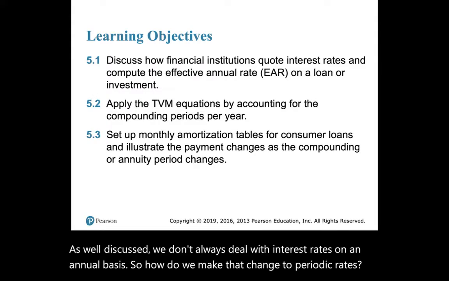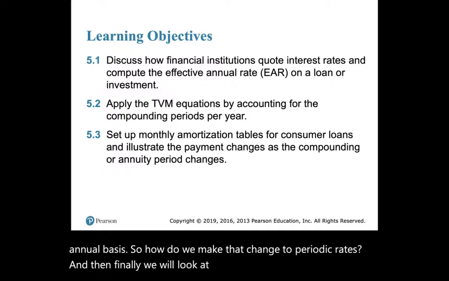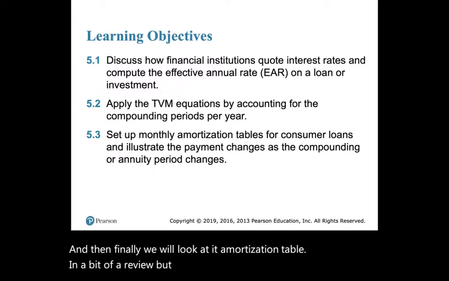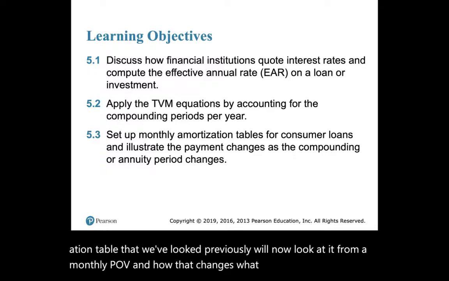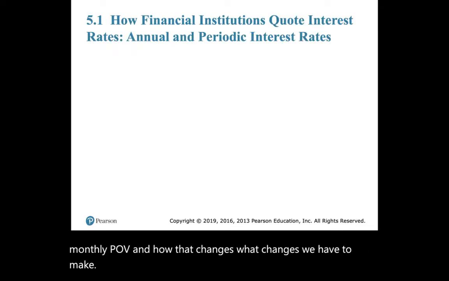And then finally, we will look at an amortization table, a bit of a review, but now with a change. Instead of an annual amortization table that we've looked at previously, we'll now look at it from a monthly point of view and what changes we have to make. So let's begin with the quotes.